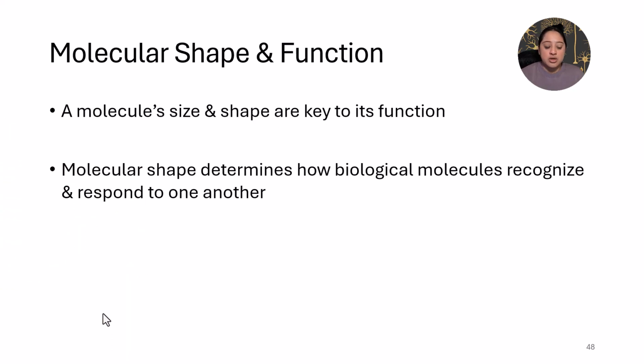And so the way a molecule looks, its size and its shape, are really important to its function. Like, how is it going to be able to interact with other stuff based on how this molecule looks and its shape? So a molecule's shape determines how biological molecules can recognize each other and respond to each other.